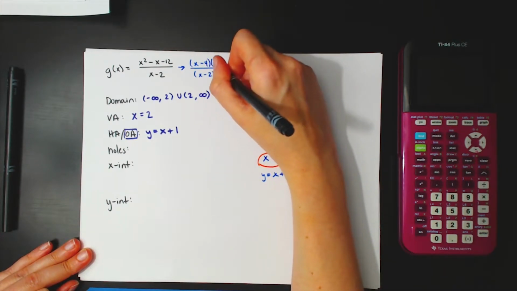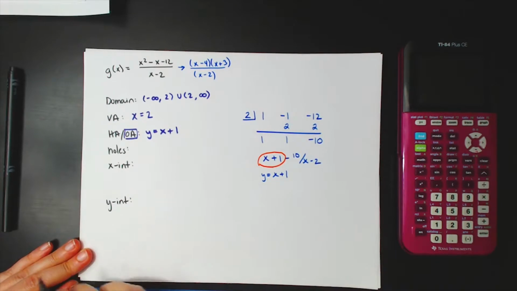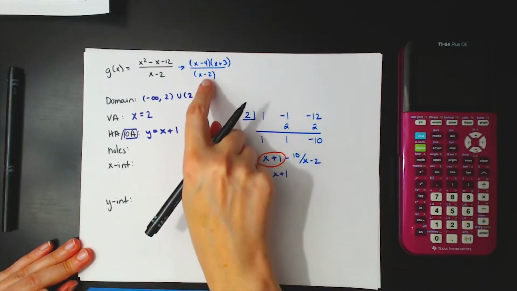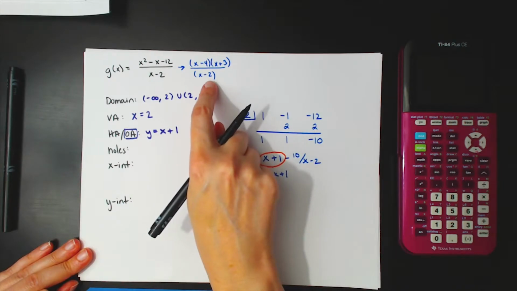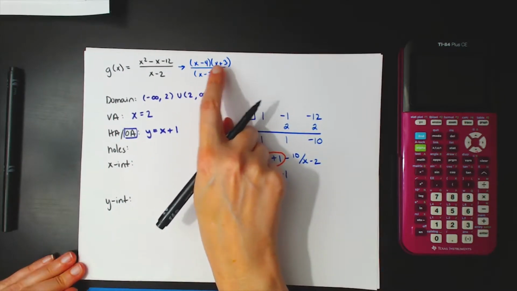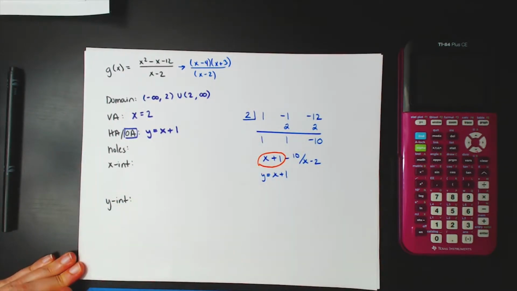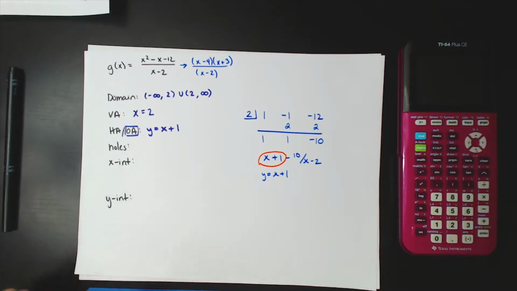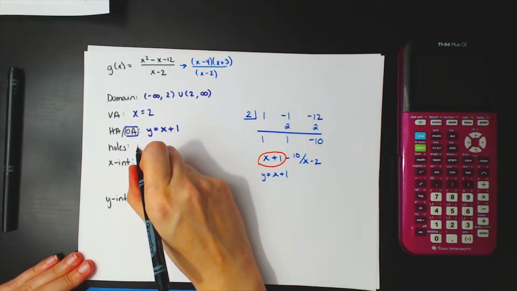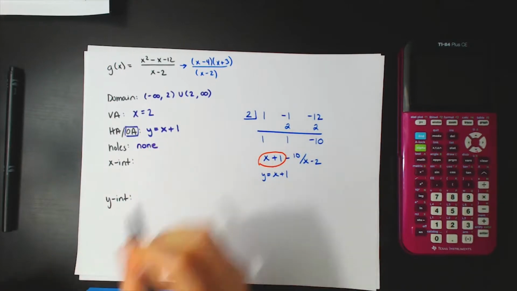So x minus 4 and x plus 3 are going to be my factors. And I don't have any of the same factors here. I have an x minus 4 and an x plus 3 up top. I have an x minus 2 on bottom. Since I don't have the same factors on top and bottom, that means I don't have any holes in my graph. So we'll just say none.